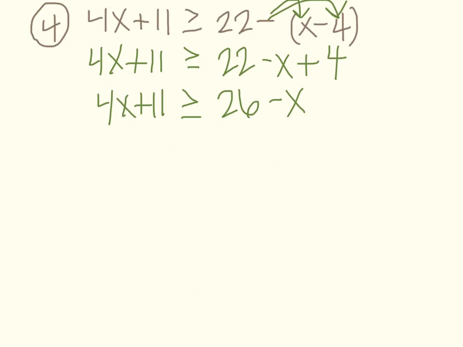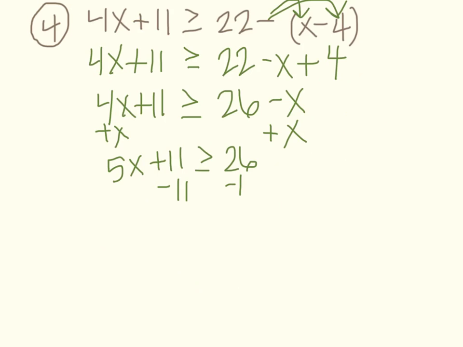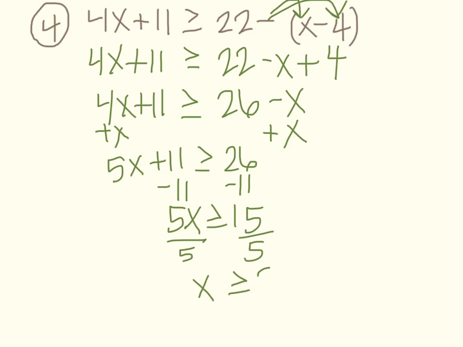So now I need to combine like terms, so I'm going to add x to both sides. So I have 5x plus 11 is greater than or equal to 26. Now I need to get the 11 to the other side, so I'm going to subtract 11 from both sides. So I have 5x is greater than or equal to 15. And the last step, I'm going to divide both sides by 5. So my final answer is x is greater than or equal to 3.